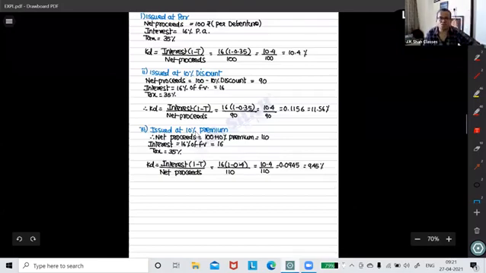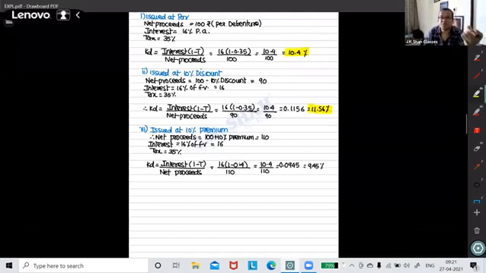When you issued at par, your cost was how much? 10.4%. When you issued at discount, you got less money. You paid the same interest of 16 rupees, but you got less money. So what happened? The cost increased. Right. In the third option, when you issued at premium, what happened? You pay the same interest, 16 rupees only. But what is the benefit? You are getting more money. So what happened? Your cost came down. Understood this? Okay.